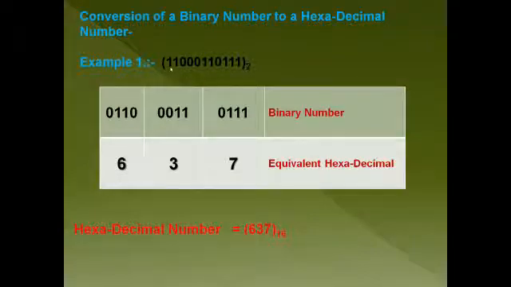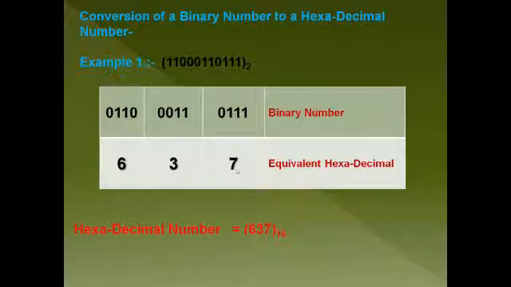This is the number, and we will make the groups from the right side. 1 1 1 0, one group is there. Then 1 1 0 0, second group. Now only 0, 1, 1 are left. Only 3 numbers are here, so we will add 0 from the left side: 0, 1, 1, then this is 0. Now this is the binary number. Now we will write the values.